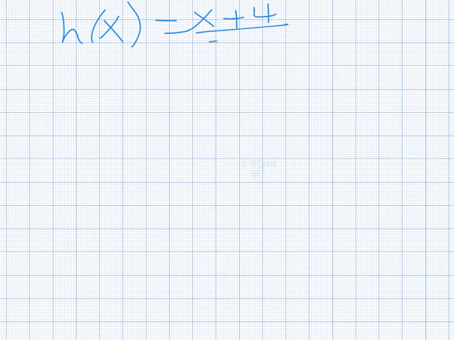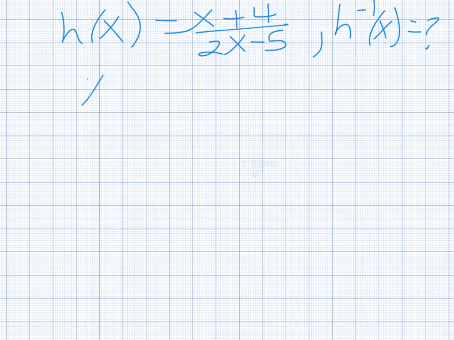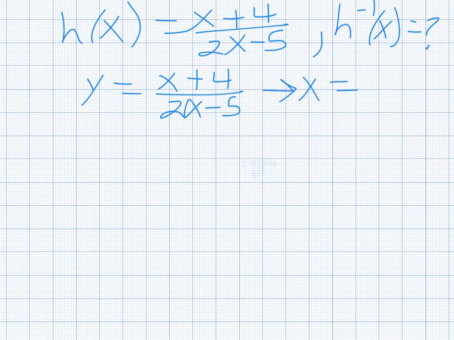All right, let's do another example. Let's say we have the function h of x is equal to x plus 4 over 2x minus 5, and we want to find the inverse, h inverse of x. The first step is we write it in terms of y, so y is equal to x plus 4 over 2x minus 5. And then we're going to switch the x and the y, so this becomes x is equal to y plus 4 over 2y minus 5.